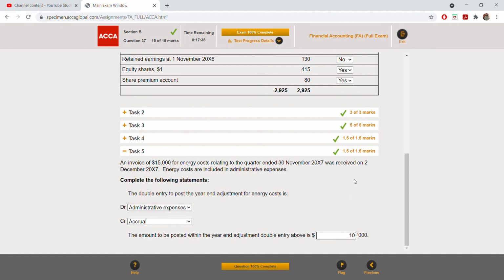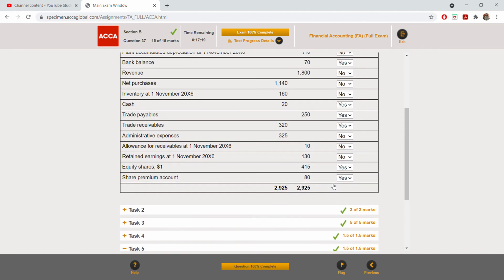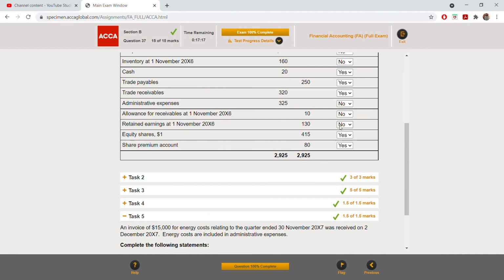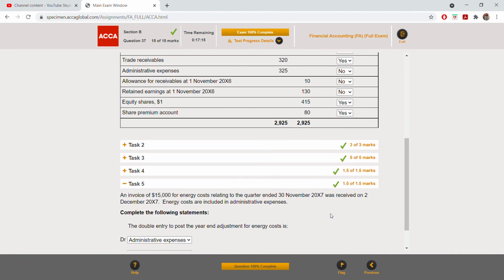We don't care when it is received. When you're doing double entry adjustment, we see when it falls on which date. For the quarter ended 30th November 2007, if we see from October, out of the 3 quarters, 2 quarters.